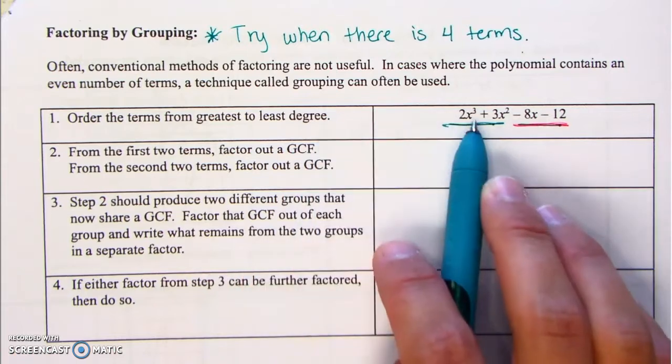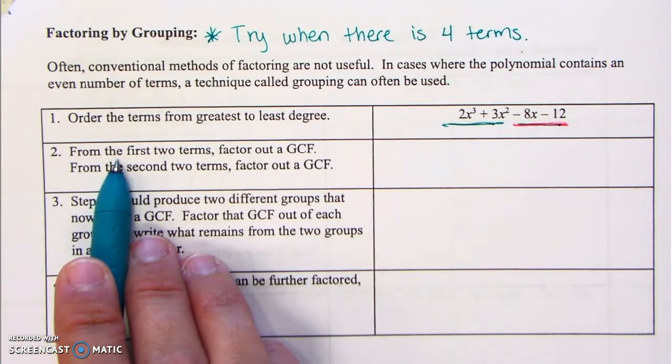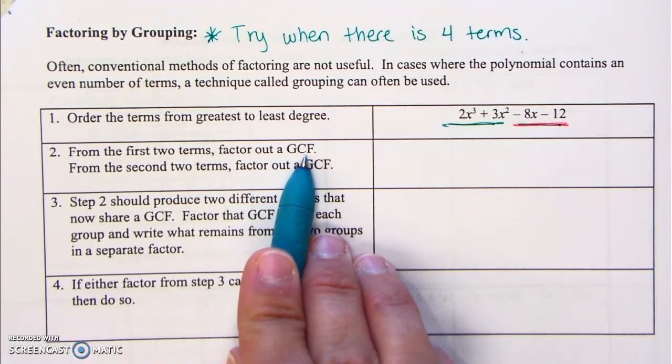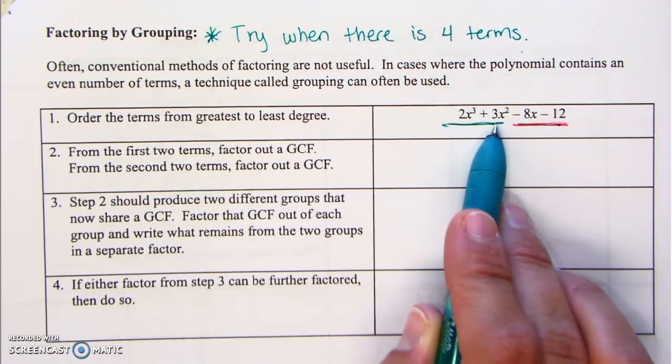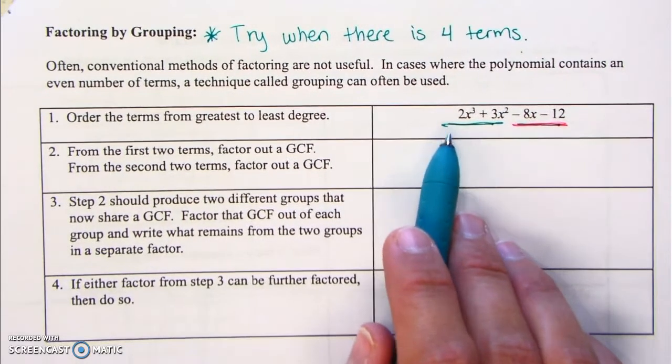The degree is the power. 3, 2, 1, 0. Got it. From the first 2 terms only, factor out a greatest common factor. So see how I have it underlined? I don't like to put parentheses because that means multiply. We're not multiplying, we're factoring.